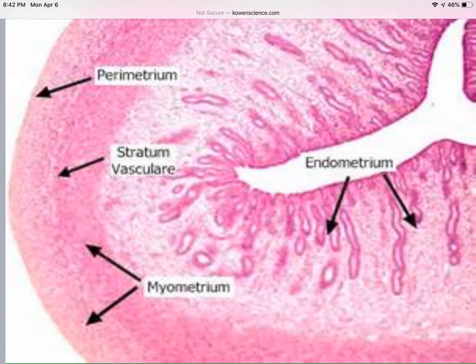So here we're looking at a slide of the uterus, and you can see the perimetrium, or that outer layer here. We can see the myometrium, or middle layer here, and then we can see the endometrium, which is this layer here. Now, it's that inner layer that's going to be shed during the menstrual cycle. It's also in this area where the fertilized egg, that zygote, would implant into the uterus, and then you would start to have a placenta formed, and then the continuation of the pregnancy.